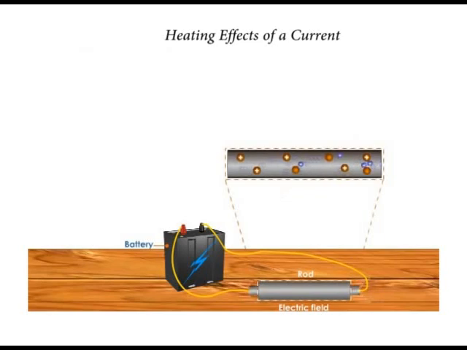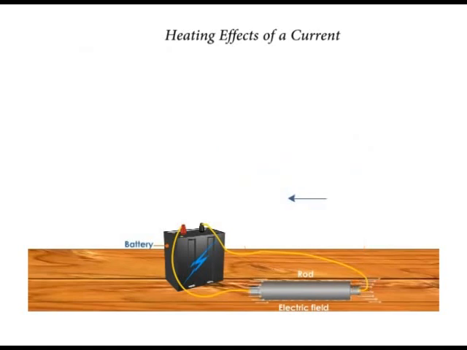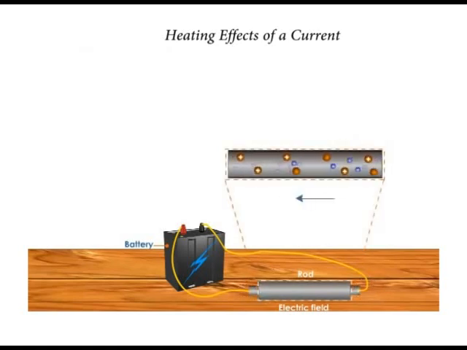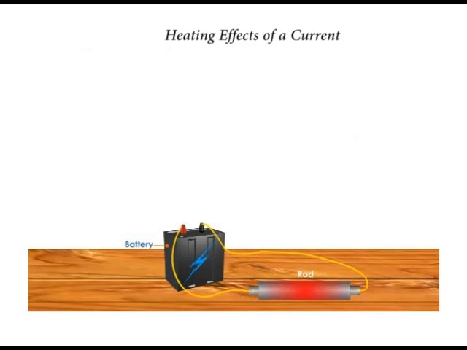On their way, they collide with vibrating atoms and ions of the conductor. They transfer their kinetic energy gained from the chemical energy of the cell. Due to this transfer of energy, kinetic energy of vibration of atoms increases, which in turn increases the temperature of the conductor. Thus, when current flows through a conductor, heat is produced.